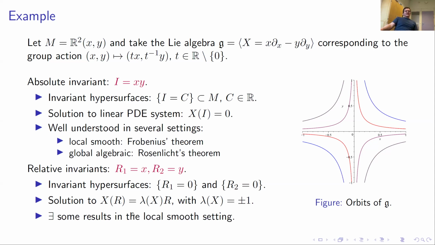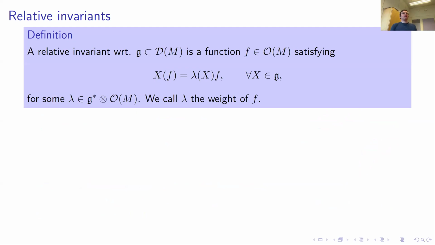And also here, there exist some results in the local smooth setting, but I'm not aware of any global results similar to what I will talk about today. So the goal here is basically to get an understanding of globally what these relative invariants should be. So that's the simple picture. Let me just give a proper definition of relative invariant.